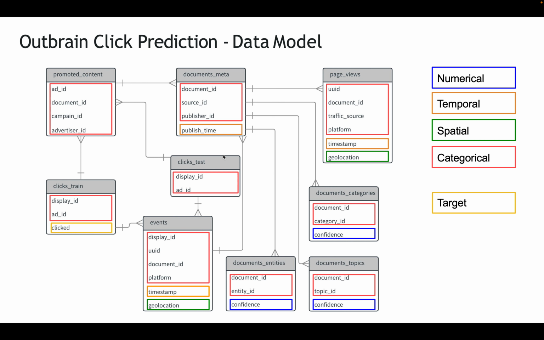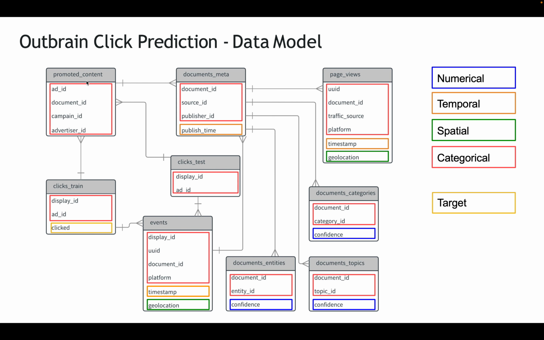यह Outbrain का click prediction model है. Numerical, temporal, spatial, categorical target. Okay, तो events है इधर. This is click train, this is click test.